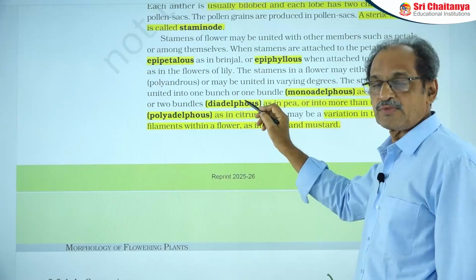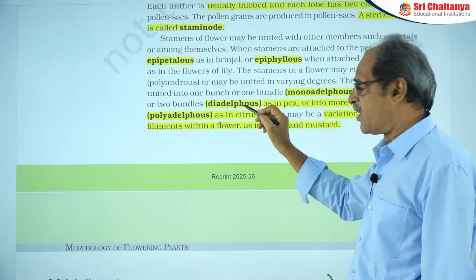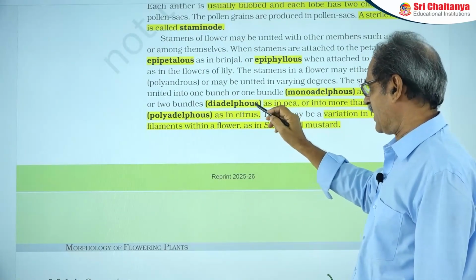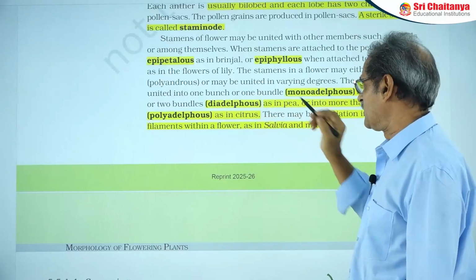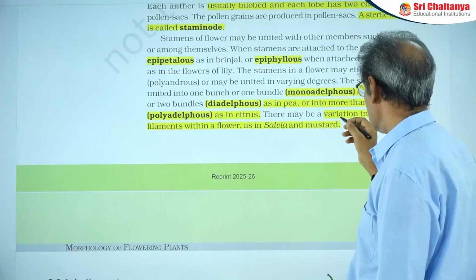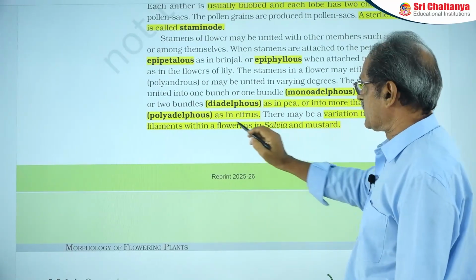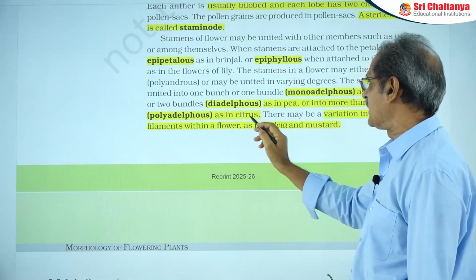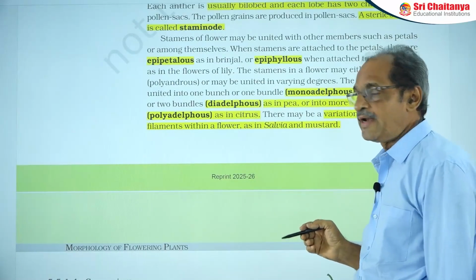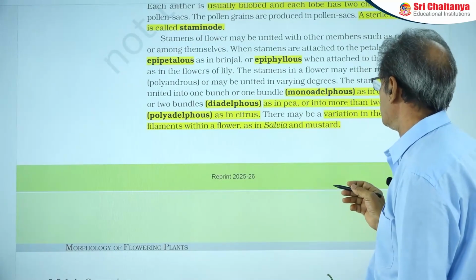Or if the filaments are united to form 2 bundles, diadelphous. It is an important feature of Fabaceae. If it is more than 2 bundles, it is called polyadelphous. Example, citrus. Polyadelphous is citrus.